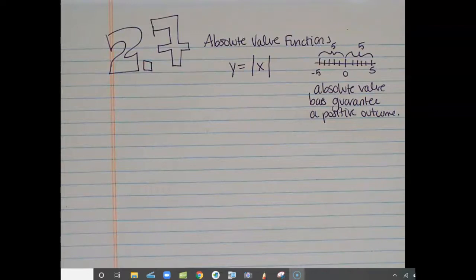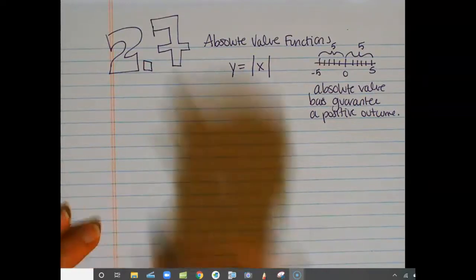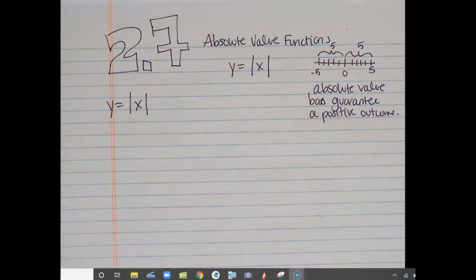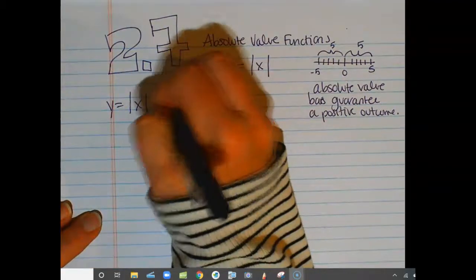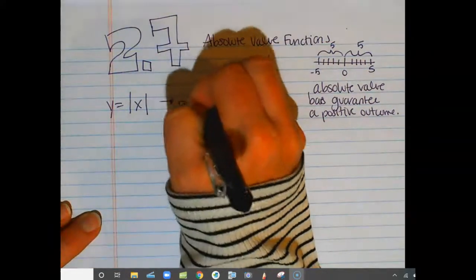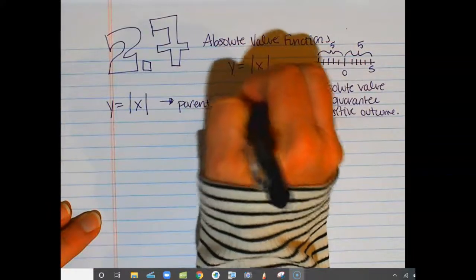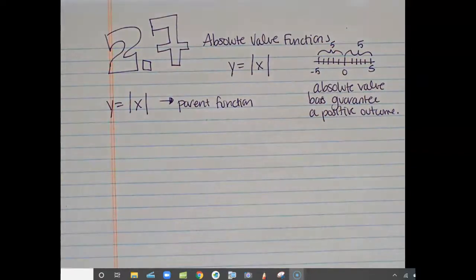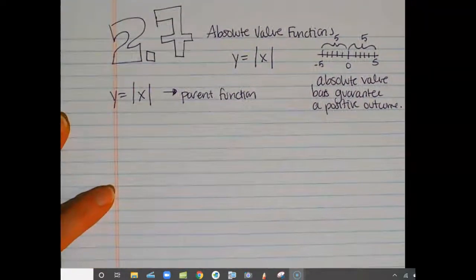And we're going to start graphing them with an XY chart. So y equals the absolute value of x is the parent function. That means it's the most simple function that there is for this type of function. So we're going to call this the parent function. And we're going to learn how to translate those back and forth in order to see how they translate with more complicated functions. So let's start with an XY chart.